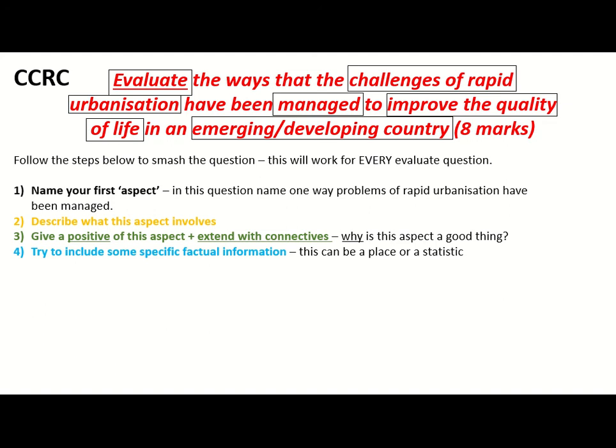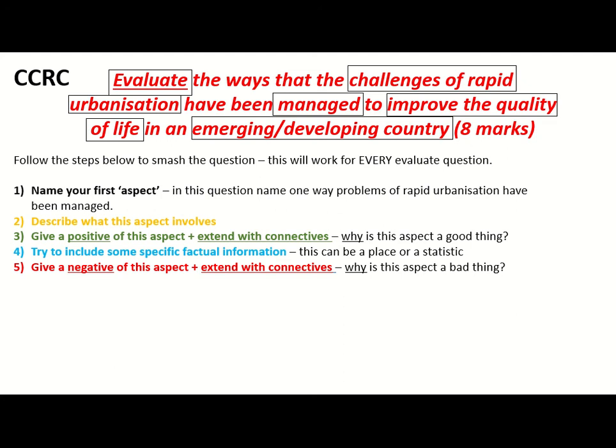And then, if you are going to get grades 9 or 8, you need to give some specific information about that management strategy. This is where your revision comes into its own really. You need to know a specific stat or place or scheme that has worked.